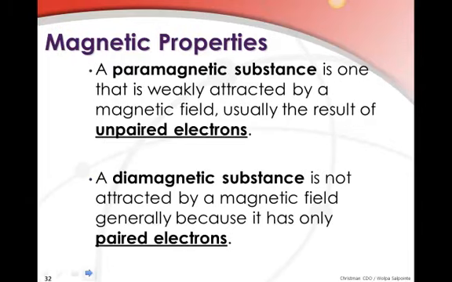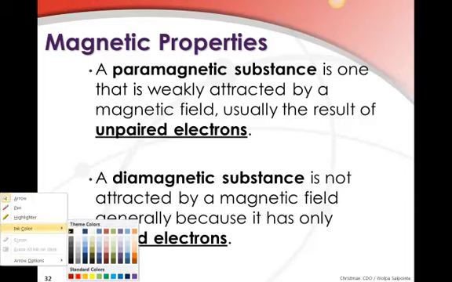So a substance is called paramagnetic when it has unpaired electrons and it's weakly attracted by a magnetic field. So this would be any time a given sublevel is not filled, there has to be at least one unpaired electron, and consequently the elements are paramagnetic.